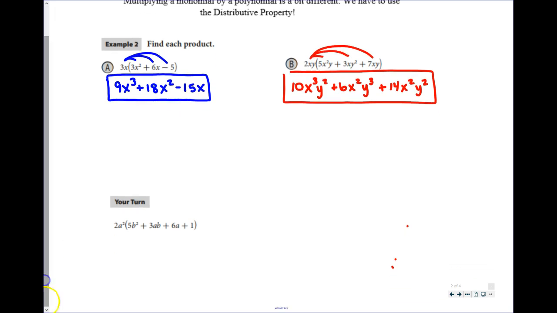So why don't you just take a second, pause the video, and try to do the your turn example. So pause, take about 20 seconds, and try that problem.